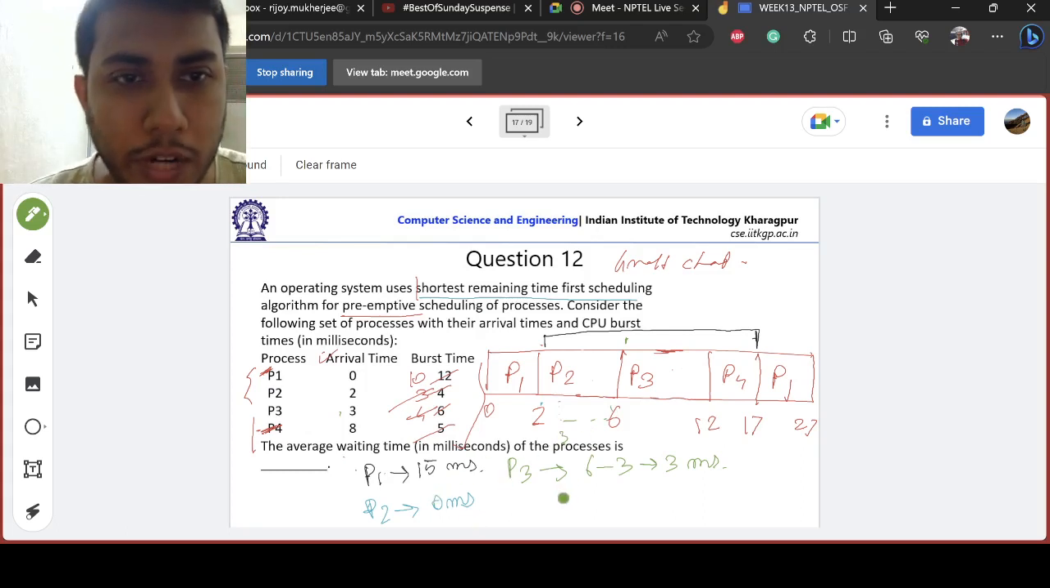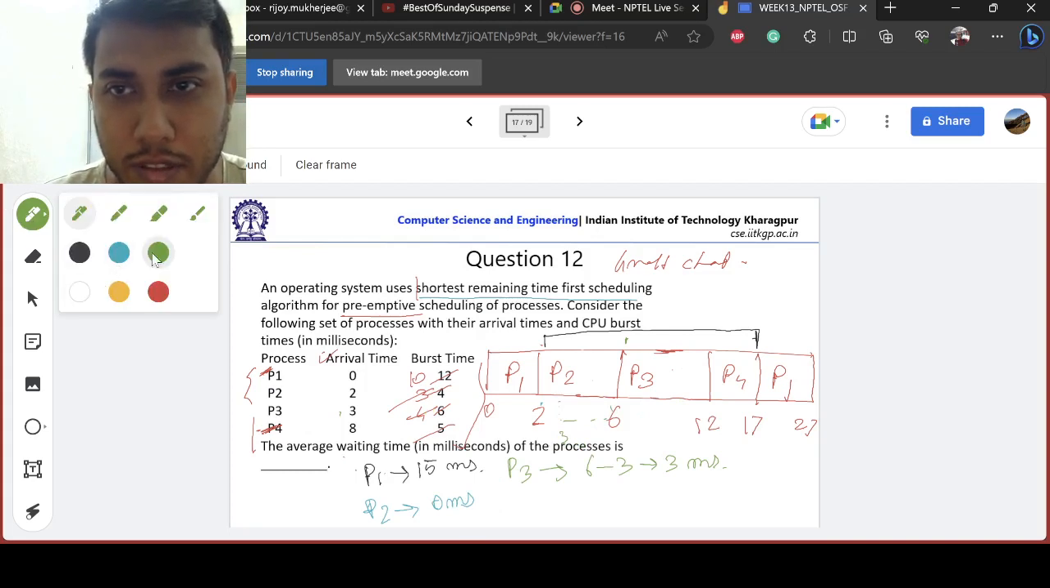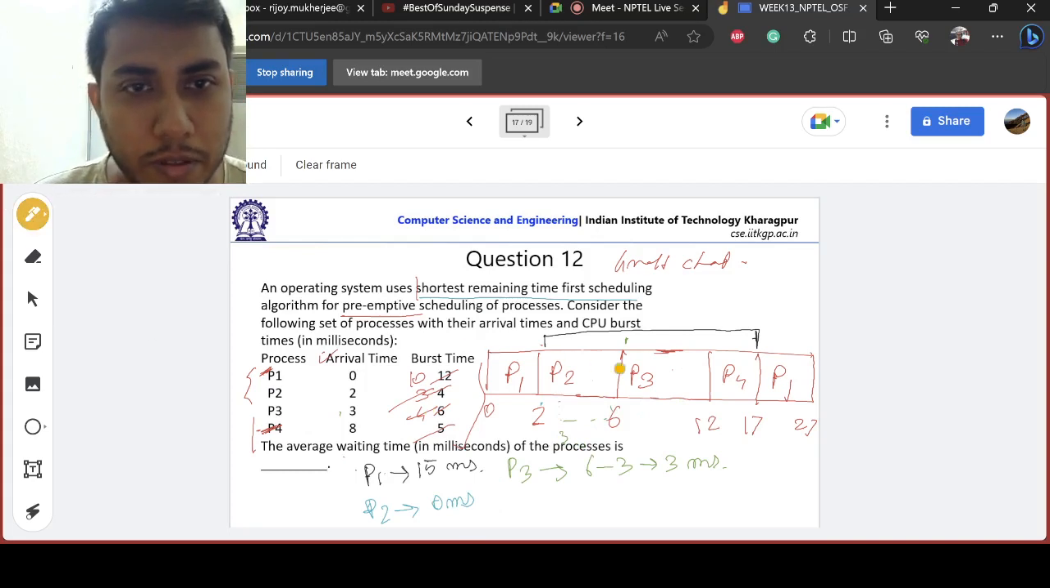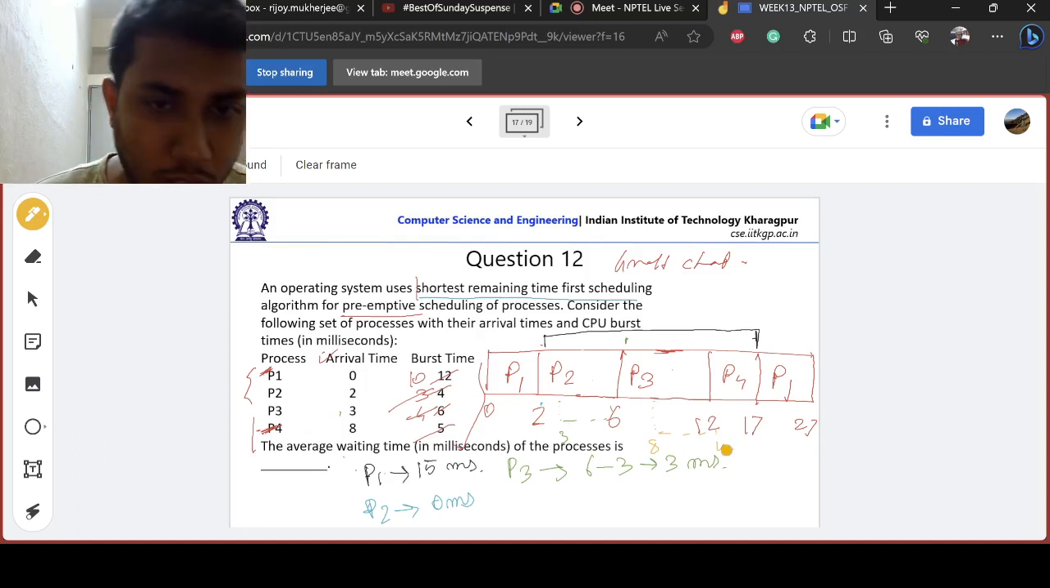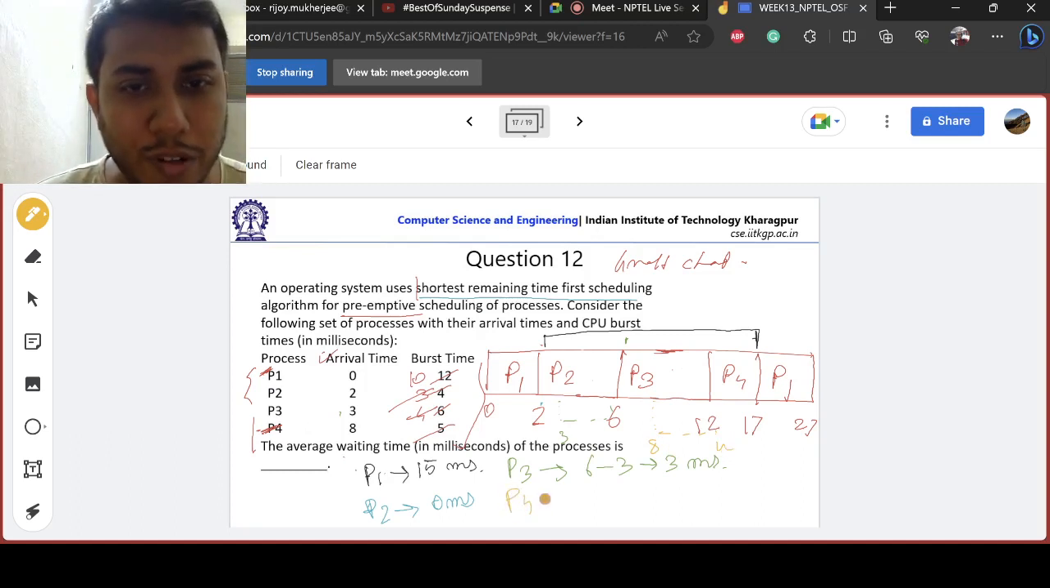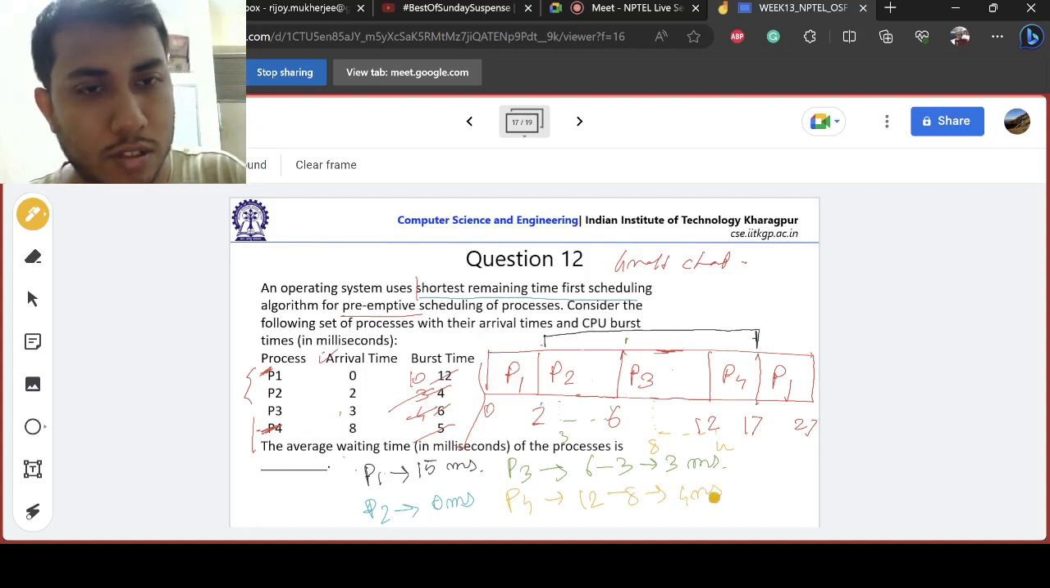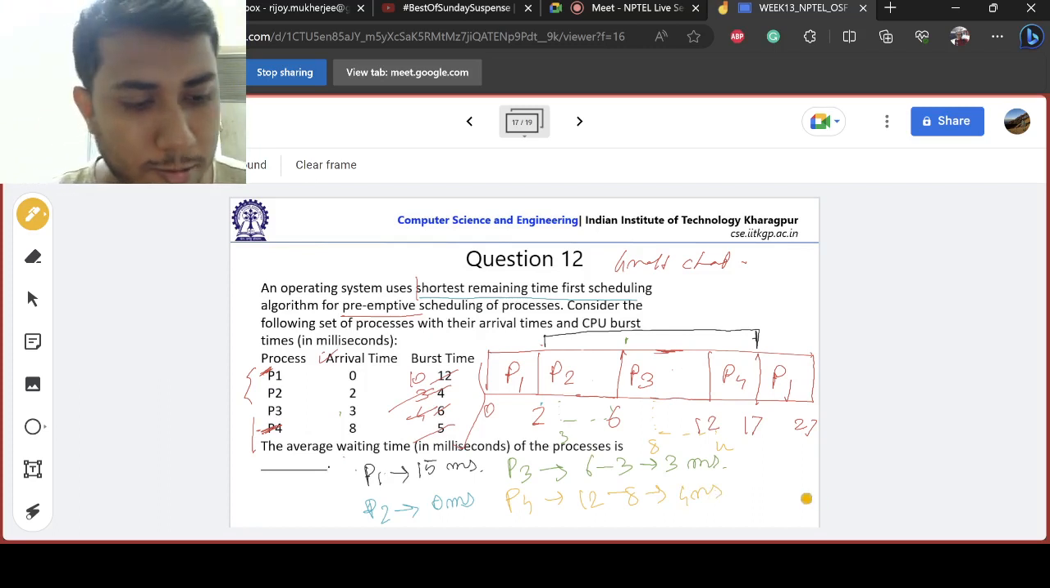Now P4. P4 arrives at 8 and it starts at 12. Somewhere here it arrives and it goes to 12. So P4 waits for 12 minus 8, which is 4 ms, milliseconds.